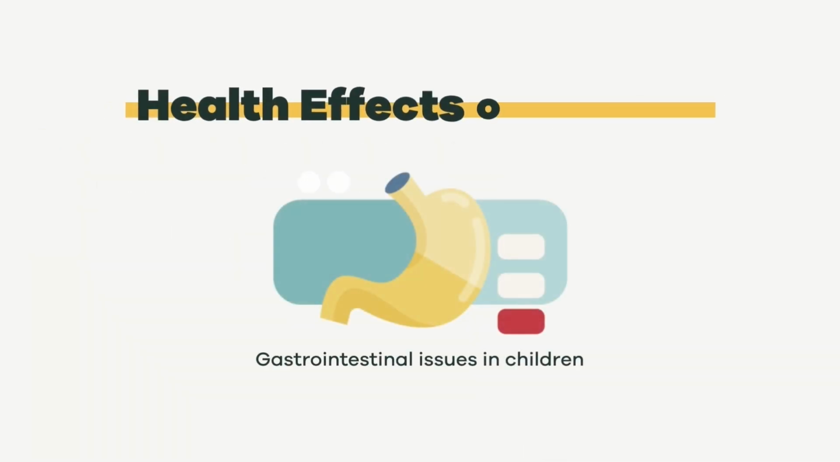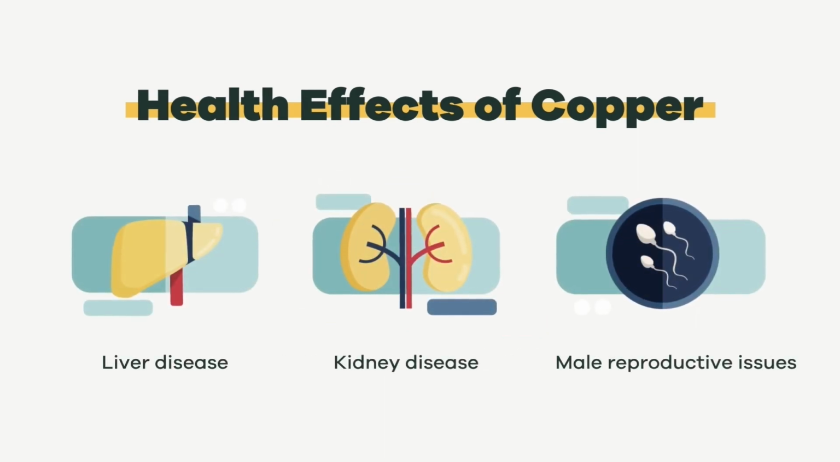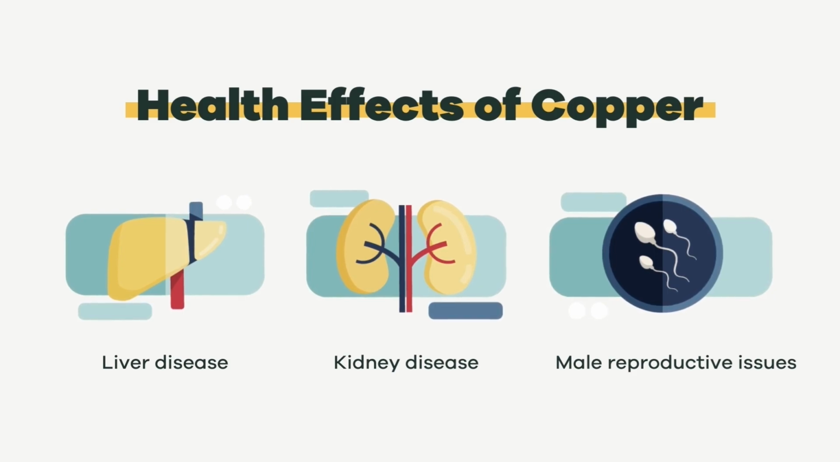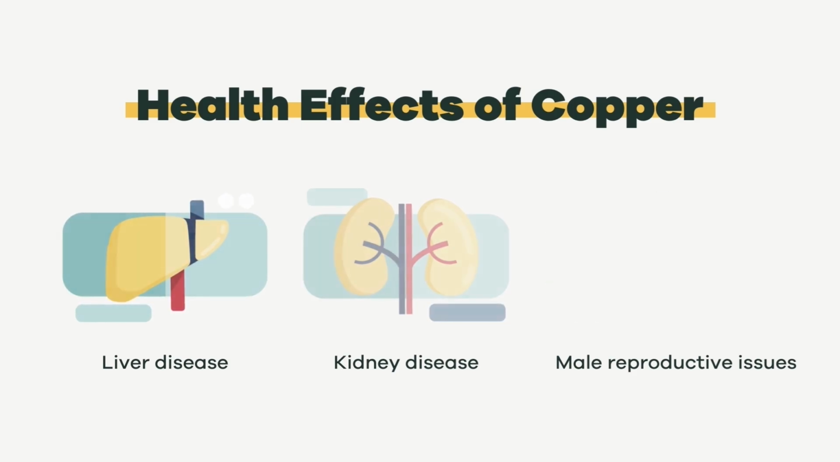Copper is an essential element for your health. However, too much of it, especially among young children, can cause vomiting, diarrhea, and stomach cramps. Exposure to high levels of copper has also been associated with liver and kidney disease and male reproductive issues.